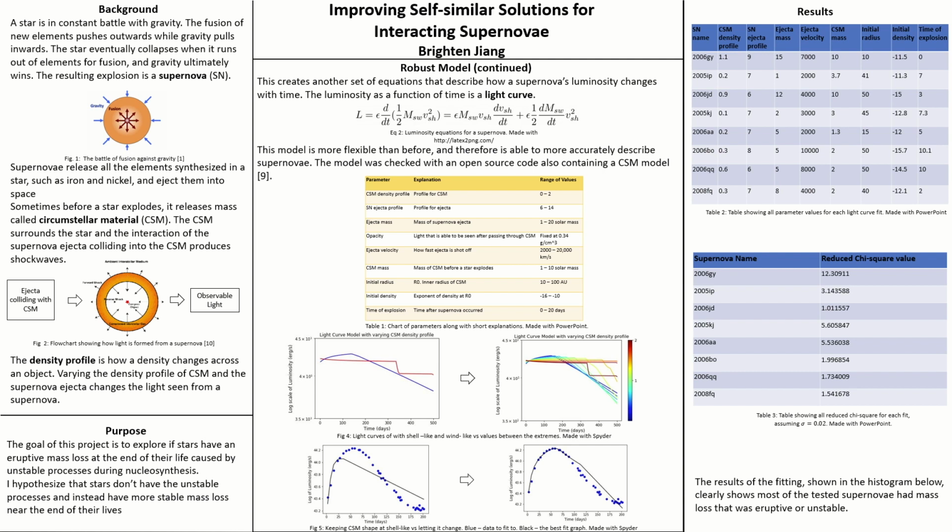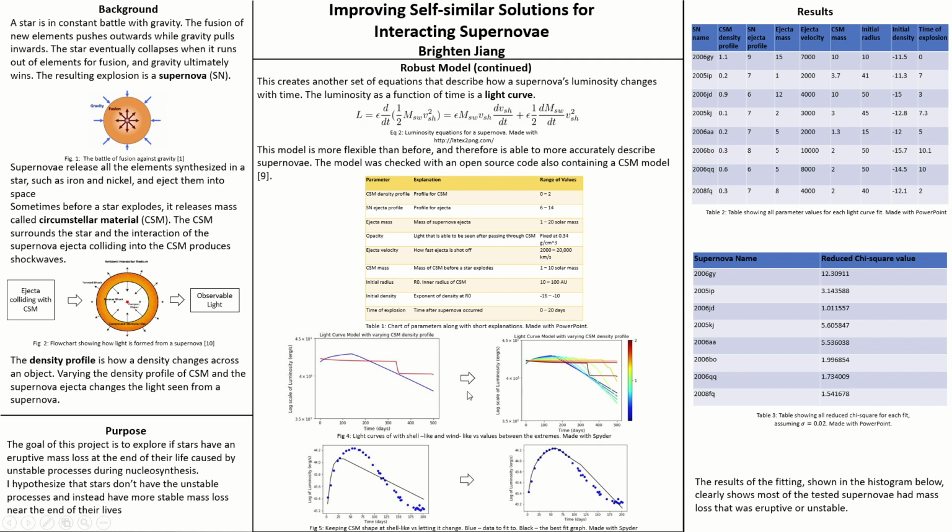Now, if you combine these two, you make a model that's more flexible than before, so it's better able to describe different types of supernova. And the model was also checked with current models. Table 1 shows a list of 9 parameters that were added to give more flexibility to the model. And again, the most important parameter was the CSM density profile, which could tell whether the star had a more eruptive or more stable mass loss.